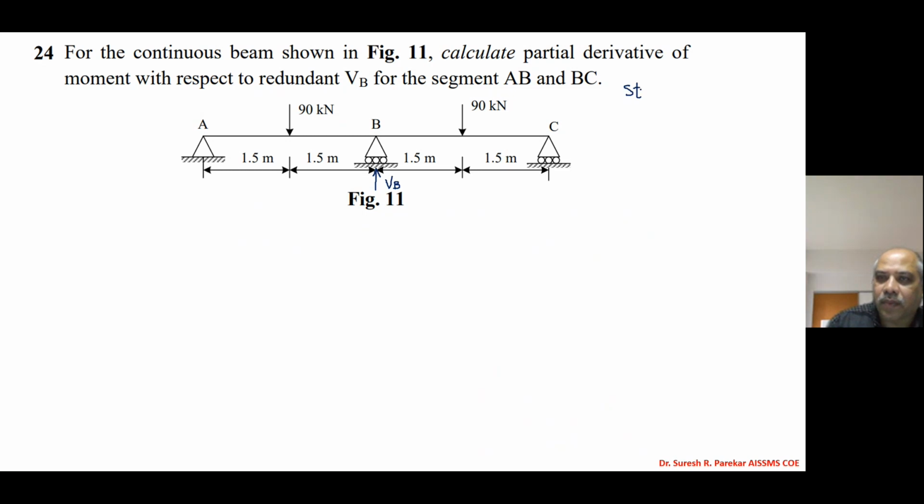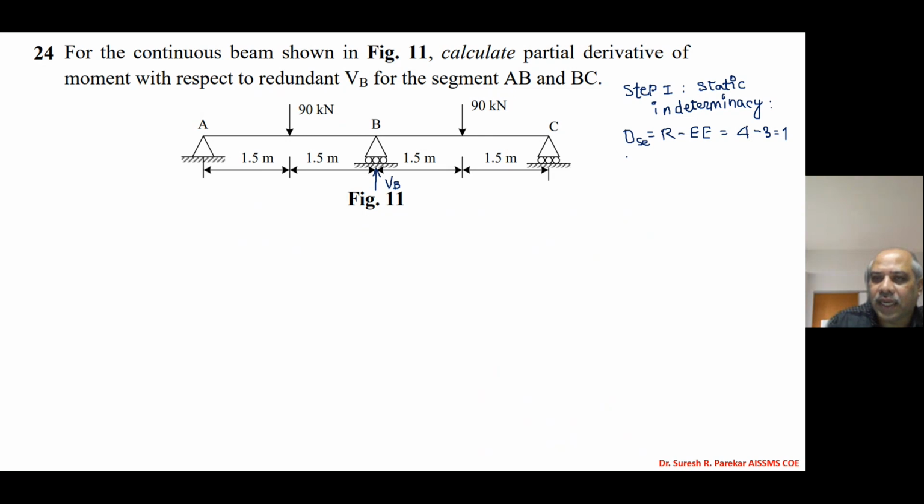So we should have step 1. There also we have to take step 1. We have static indeterminacy. In the present problem we have only one. Here DSE equals R minus the equilibrium equations, so we can write 4 minus 3, which is equal to 1, or you can write 3 minus 2, that is equal to 1.